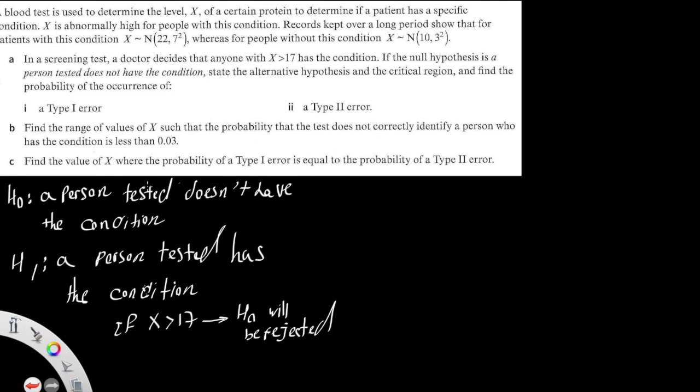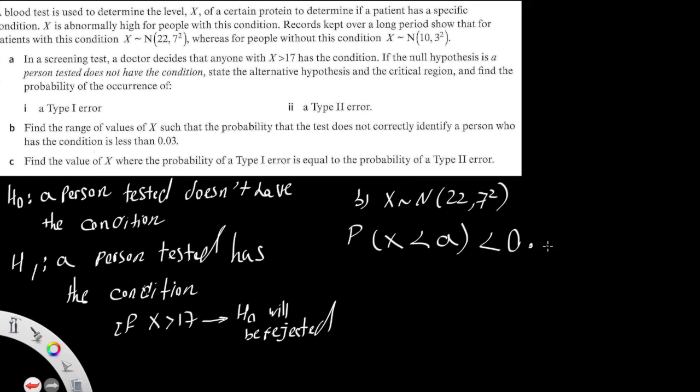Part B, find the range of values of x such that the probability that the test doesn't correctly identify a person who has the condition is less than 0.03. Now, if x has the condition, x has normal distribution with 22 and 7 squared. So probability of x is less or equal to a is to be less than 0.03. Now it will be phi of a minus 22 over 7 is less than 0.03.